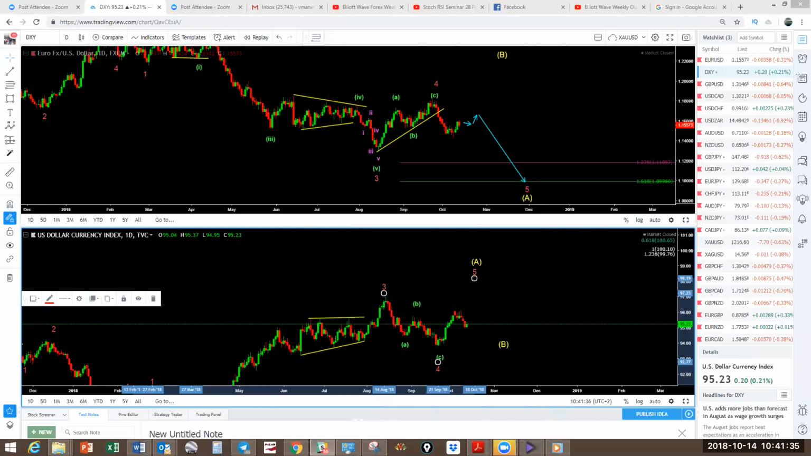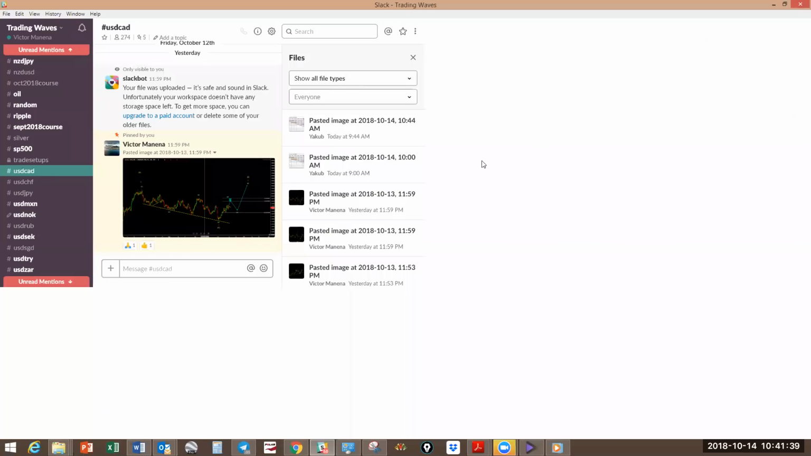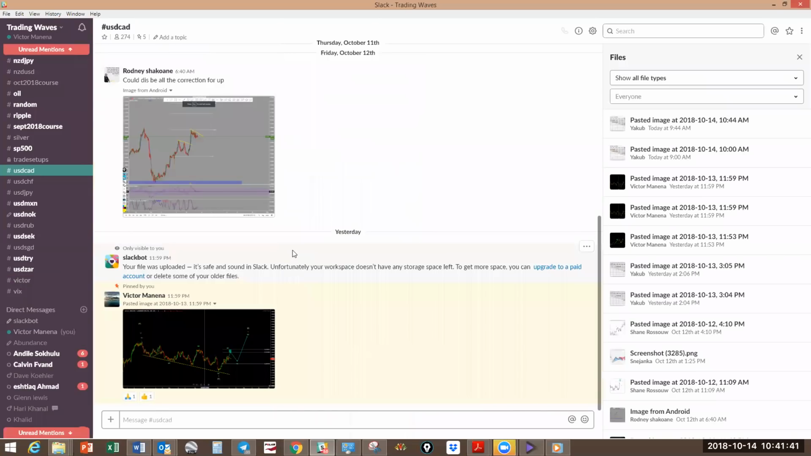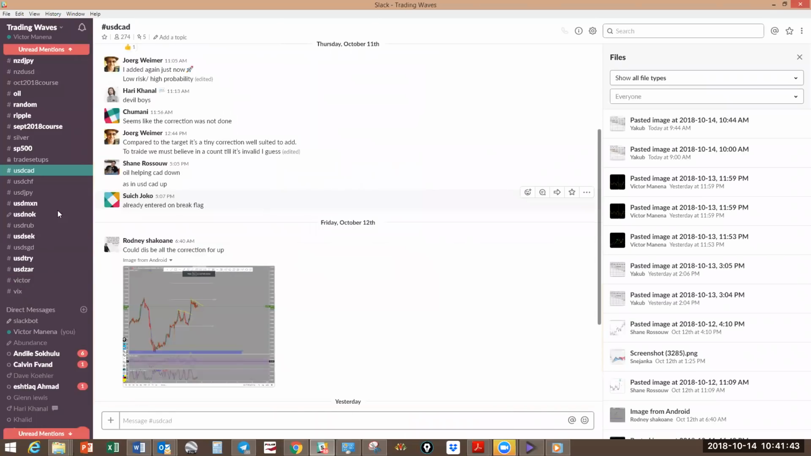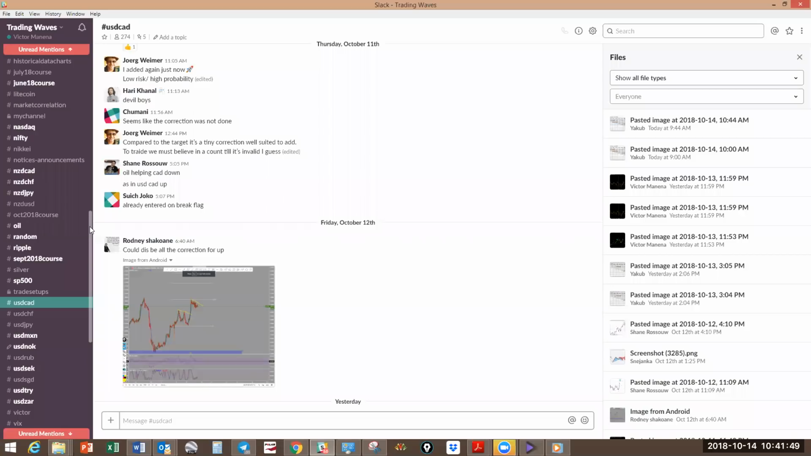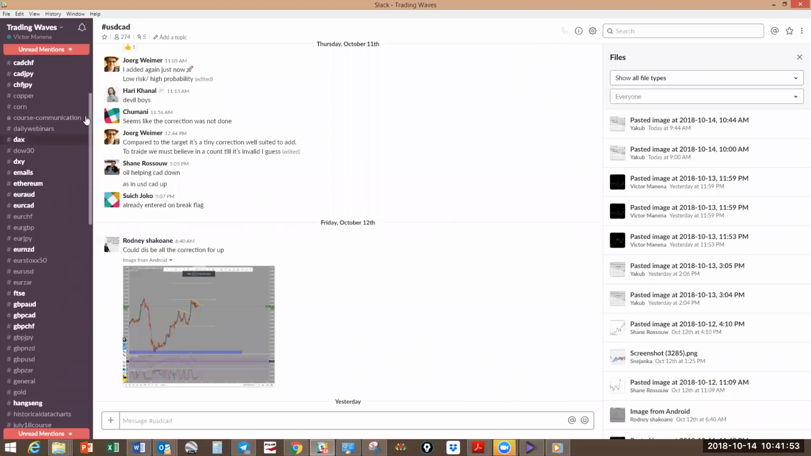I'm going to bring up my Slack screen here. This is our Trading Waves platform. This is our premium group. This is where we trade and we upload all our charts. So just a bit more information on what we do in this group. If you look on the left-hand side, we've got charts.